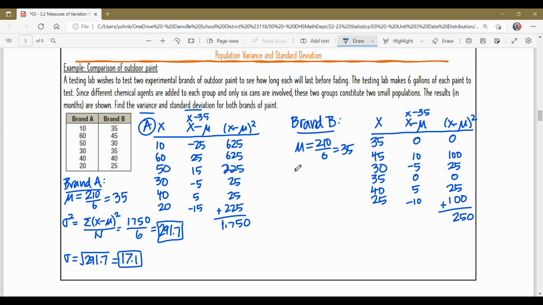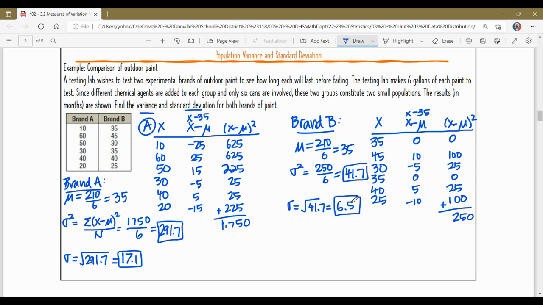Then I go to my formula, sigma squared, take the sum of all the x minus mu squared, that's 250, and divide by the number of numbers, which is 6. This gives me a variance of 41.7. If I take the square root of that, I get a standard deviation of 6.5.